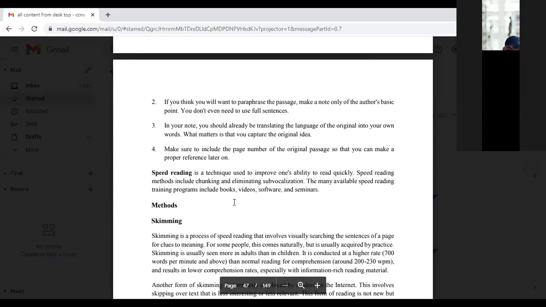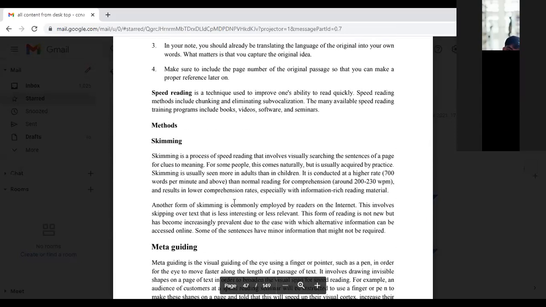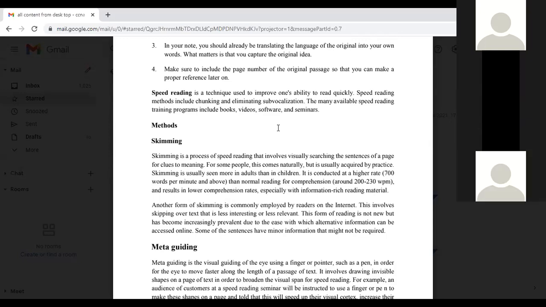So, speed reading. Now, what do you understand by speed reading? I have already included the reading skills in another chapter. But speed reading does not mean skimming. How to enhance your reading skills? There are different styles of reading, like loud reading, silent reading. So speed reading is a technique used to improve one's ability to read quickly.